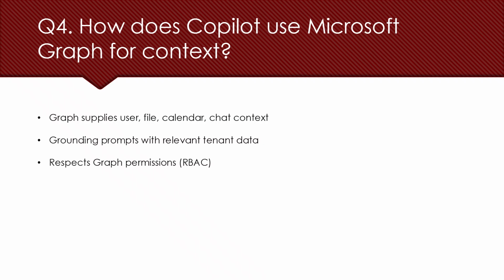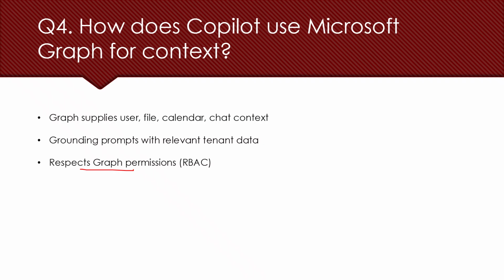The most important thing is that Graph enforces permissions. That's the reason Copilot can only surface the data that a user is allowed to view. So user-level access control is preserved. For developers, this means enabling Graph access and designing what piece of context should be pulled in for each agent action. So if someone asks you how Copilot uses Microsoft Graph for context, you can answer like that.